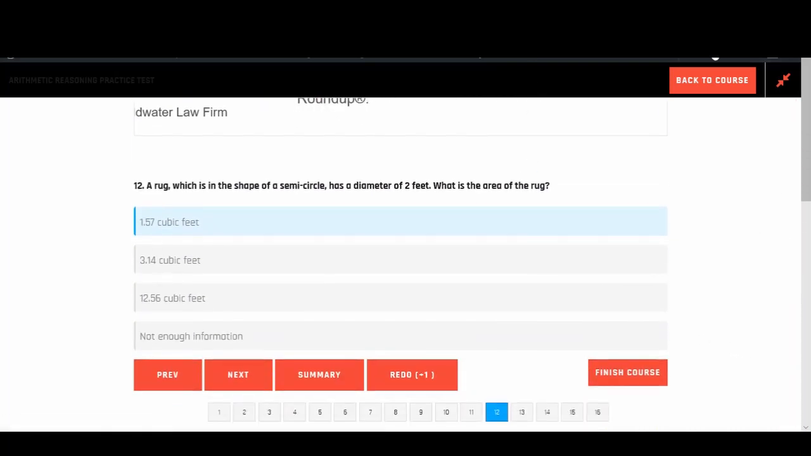All right. Number 12 says a rug, which is in the shape of a semicircle, has a diameter of 2 feet. What is the area of the rug? So a semicircle looks like this, more or less. We're told its diameter, and its diameter is this distance right here. We're told that is 2 feet. So if its diameter is 2 feet, its radius, which will be right here, is 1 foot. And again, a semicircle is just half a circle.